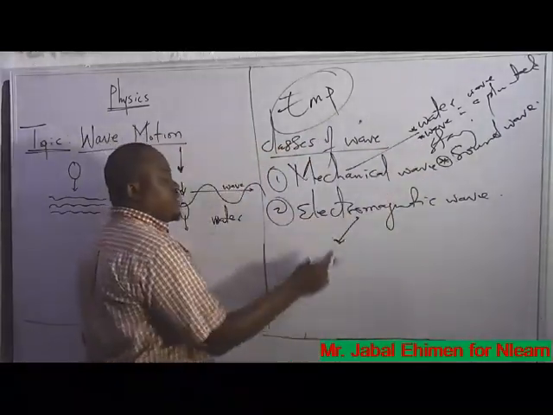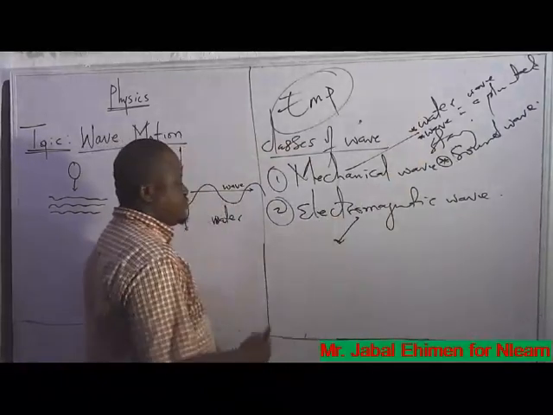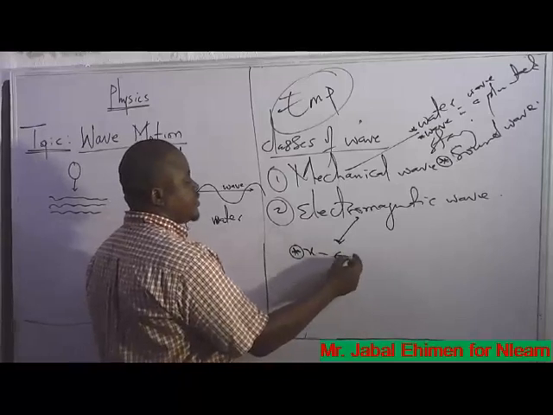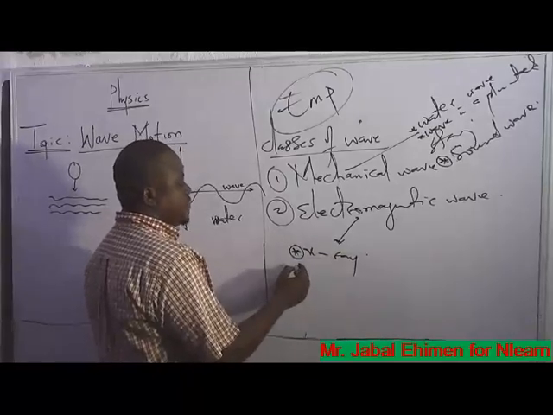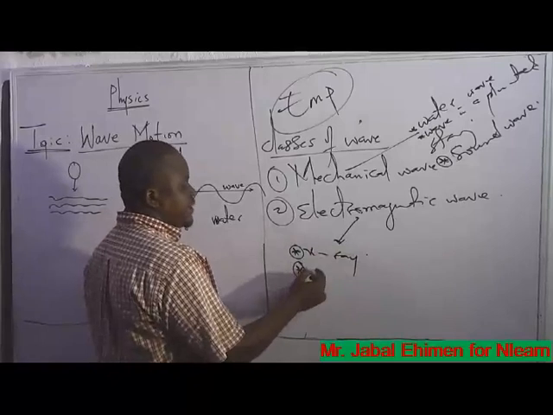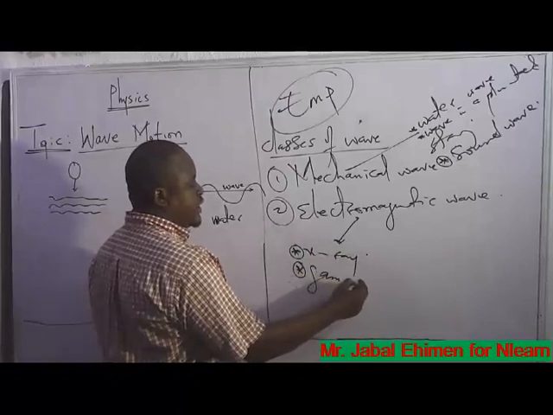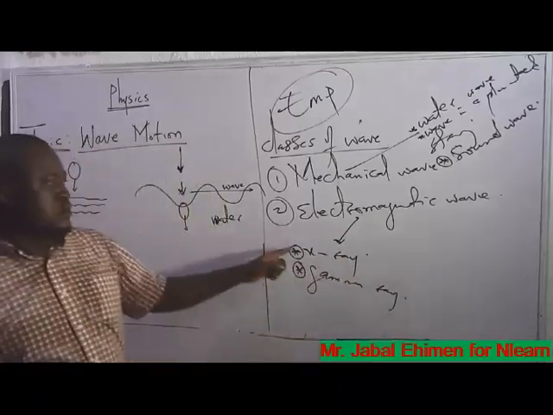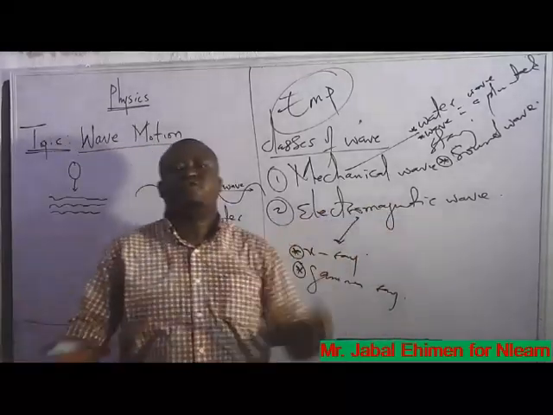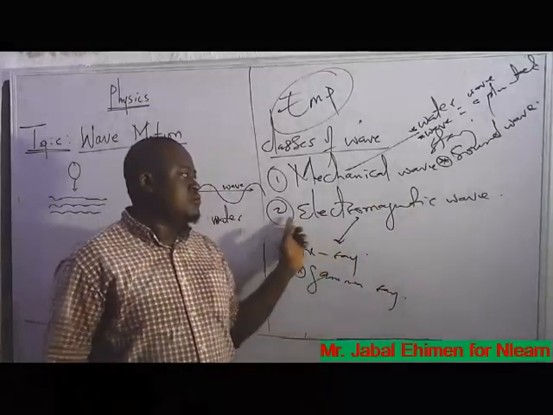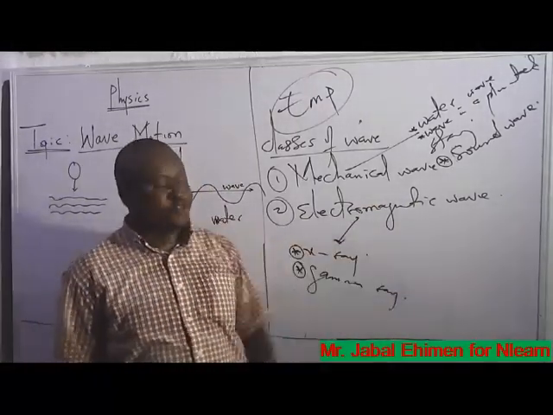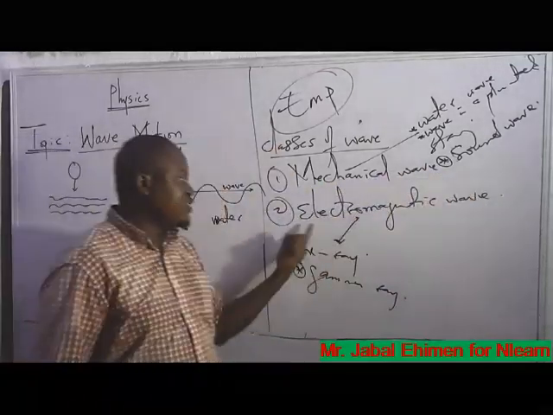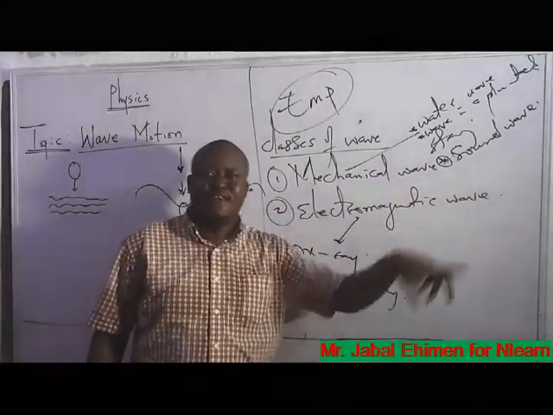For electromagnetic waves, they don't need a material medium. One example of that is the X-ray, and we have the gamma ray. These are examples of electromagnetic waves that don't need any material medium for propagation. So remember this, there are 2 classes of wave. The first one is the mechanical wave and the second is the electromagnetic wave.